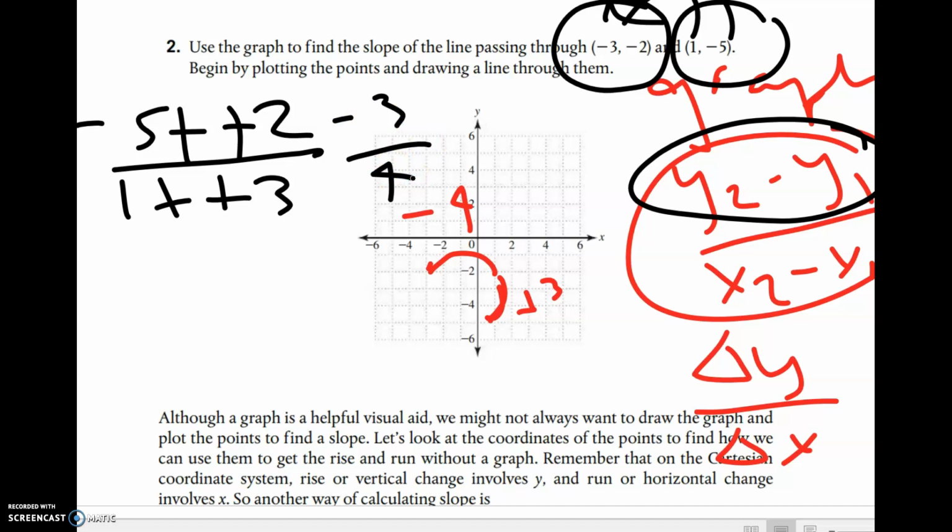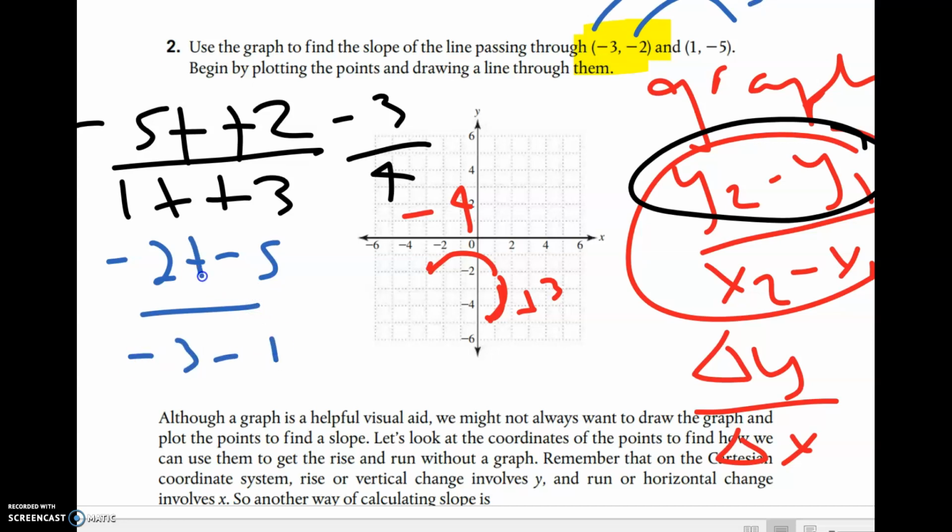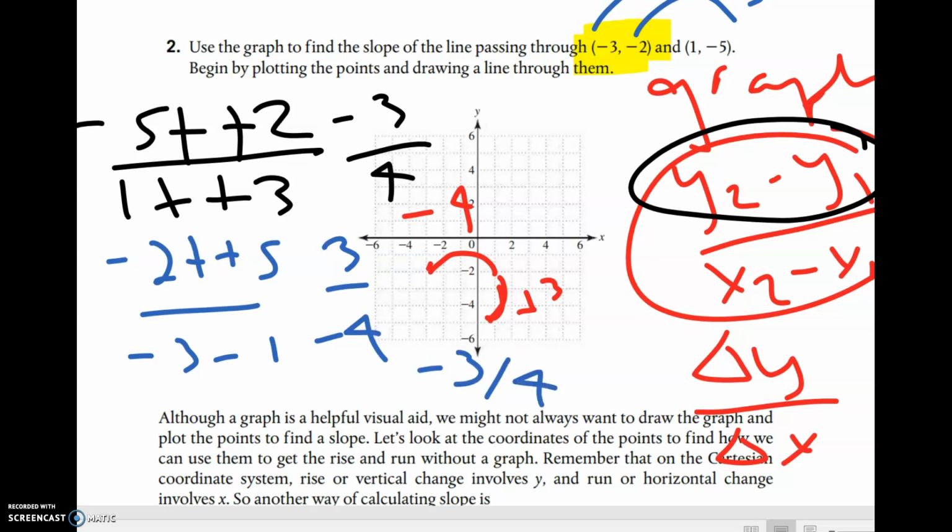Does it really matter where you start? No, but you just have to be consistent. So if I decide, because I can name either one y1 or y2, so I could start here and then go to the other one. So if I do that, I start with my y's always, -2 minus -5. Then I'm going to start back with my x's, -3 minus 1. Add the opposite. I get 3 over a -4, which is still -3/4. So you can use that formula.